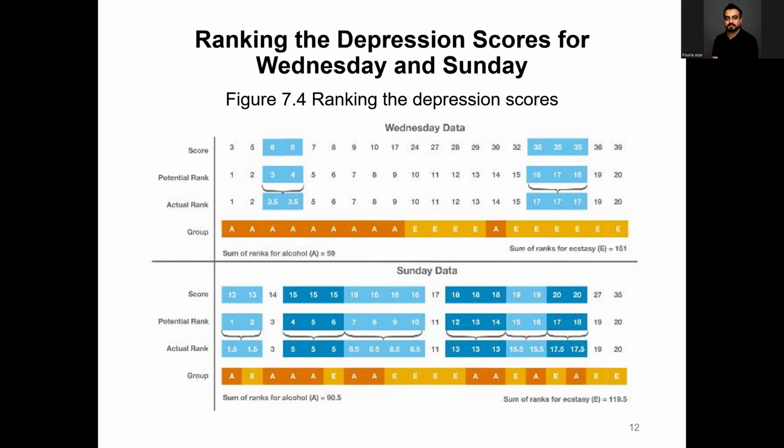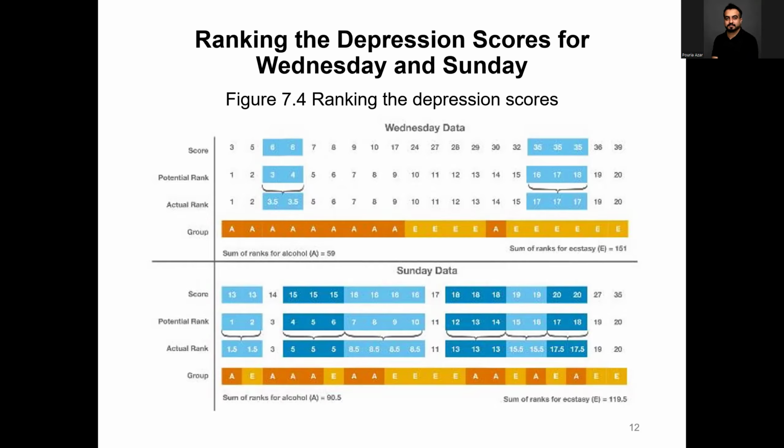Then the next highest score is 35, 35, 35. In this case, I would again assign potential ranks, which are 16, 17, 18. Then I would take the average of the potential ranks, which leaves me with 17, and 17 will be the actual rank for these three tied scores.